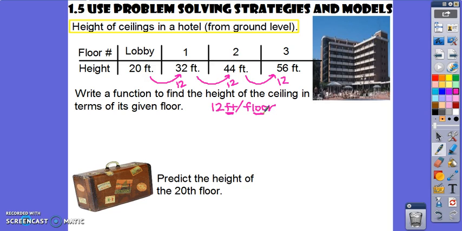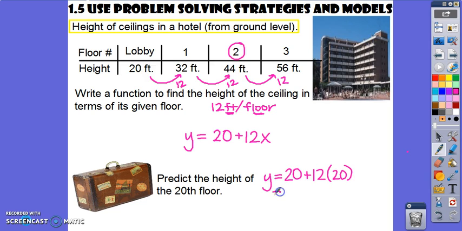Do you want to write it with y and x, or h and f? It doesn't really matter. In this one we start at 20 feet and then we add on an extra 12 feet per floor. If you want to check to make sure that works, you could try plugging in a 2 and see if it comes out to 44 feet. Then predict the height of the 20th floor. We made our x value be our floors, so we're going to plug in a 20 here. 260 feet.